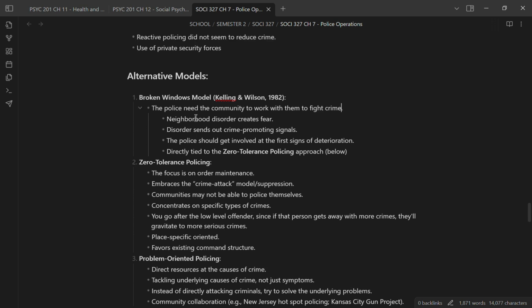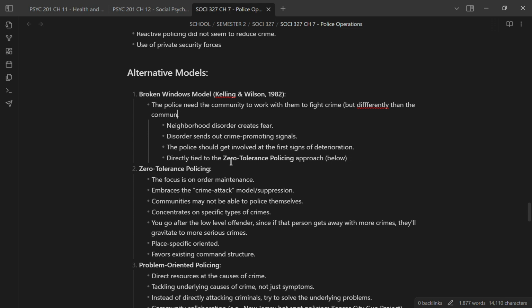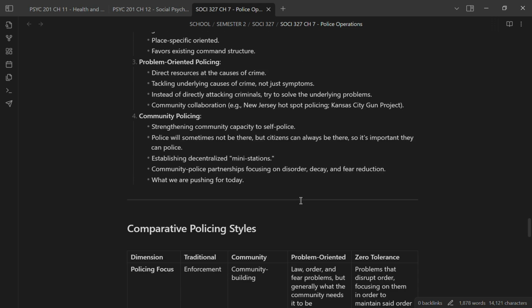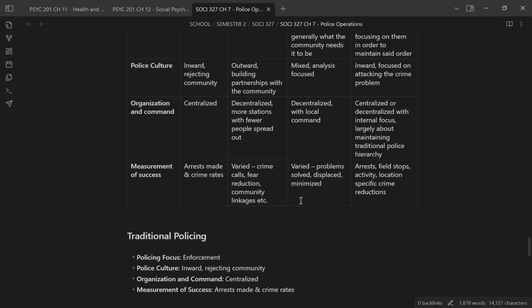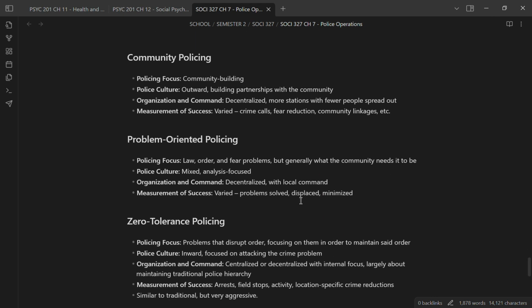Just specifying here, the broken window model needs the police. The police need the community to work with them to fight crime, but differently than the community model. Okay. Just to recap this, we have this table here. So we have a focus, culture, organization and command, and measurement of success for each of these models.